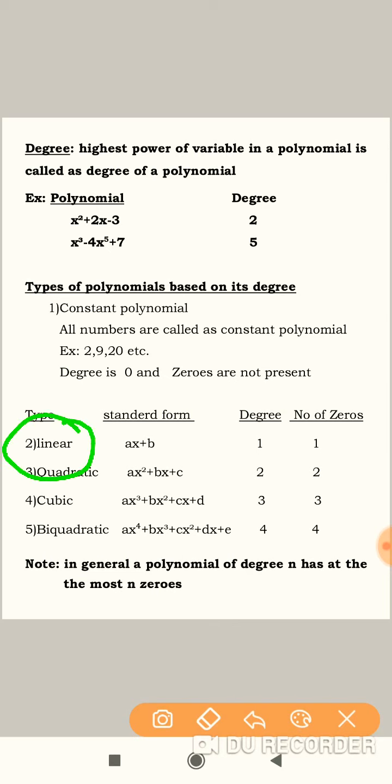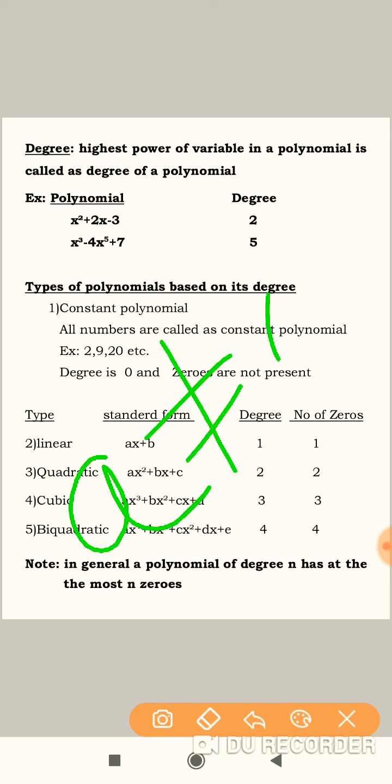Second type, that is linear polynomial. Its standard form is ax plus b. Its degree is 1 and its number of zeros is 1. Here the linear polynomial standard form is ax plus b. Along with that, we need to write the condition that a is not equal to 0.